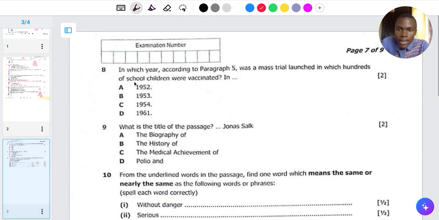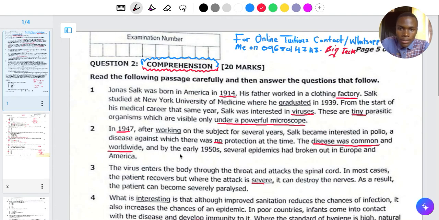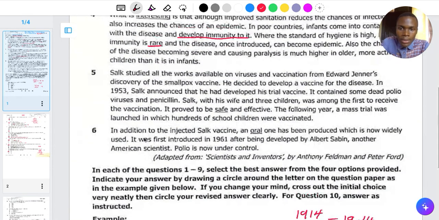Let's see question 8. Question 8 is saying, in which year, according to paragraph 5, was a mass trial launched in which hundreds of school children were vaccinated in blank. So let's go to paragraph 5. Okay, we can just repeat so that we understand what this paragraph is saying.